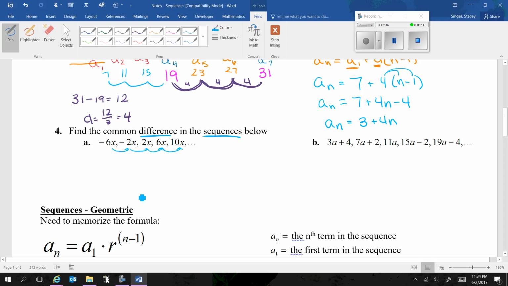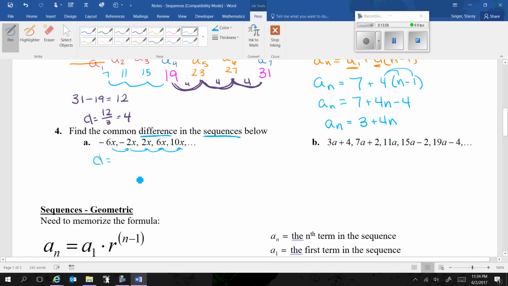Well, am I increasing or decreasing? Would I have a positive difference or a negative difference? Well, negative 6 to negative 2, negative 2 to positive 2, 2 to 6, and 6 to 10, I'm increasing. So I know it's a common difference that's positive. Well, if I wanted to figure out what my difference was, difference means subtract.